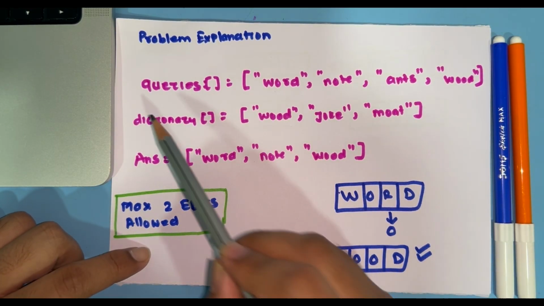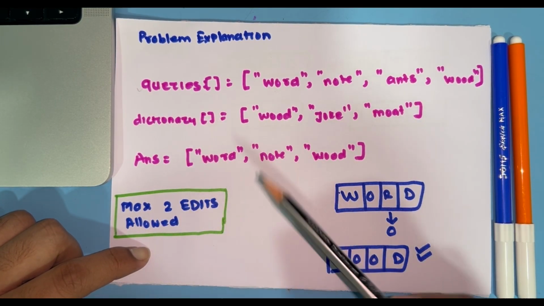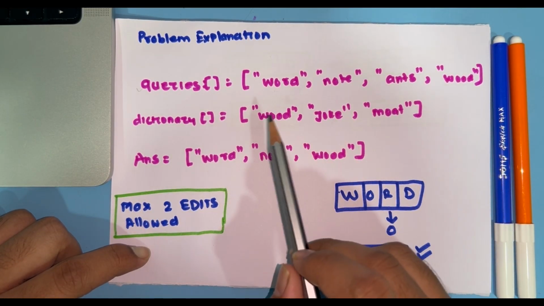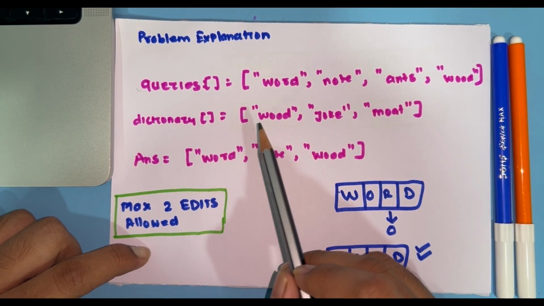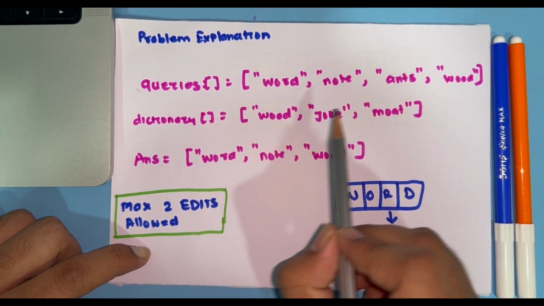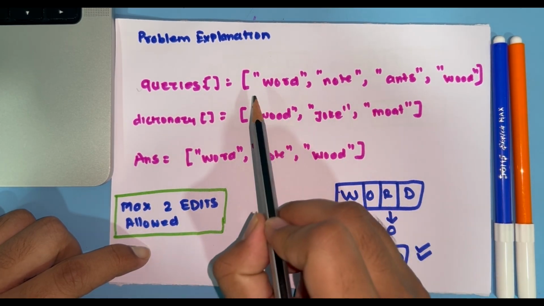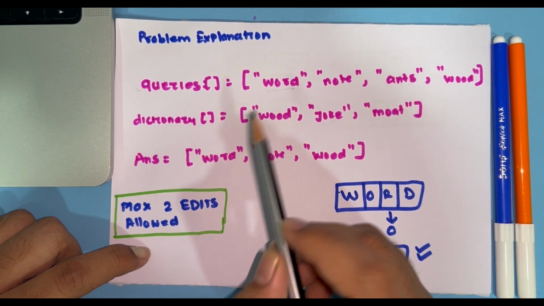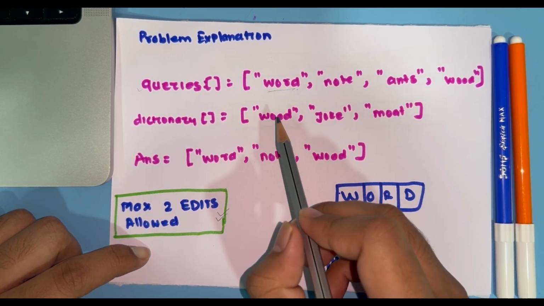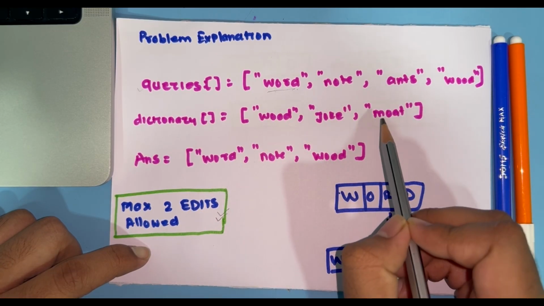So we have been given a queries array, a dictionary array, and what we need to do is find all the elements in the queries array which can be converted to dictionary words. So the conversion can be done like this. Consider this word. Now we are allowed to do maximum 2 edits in this word to find any similar matching word in the dictionary array.